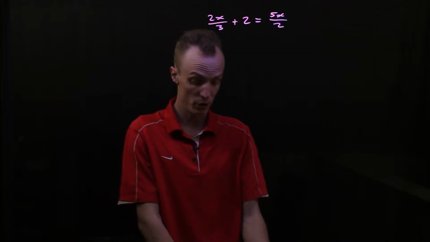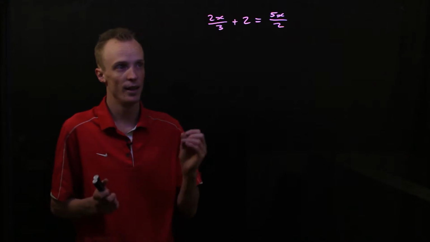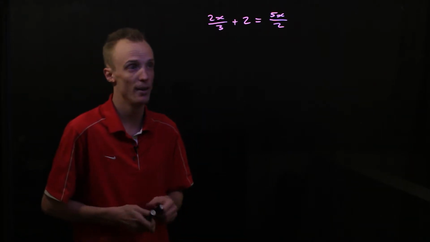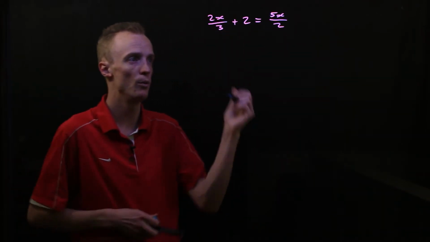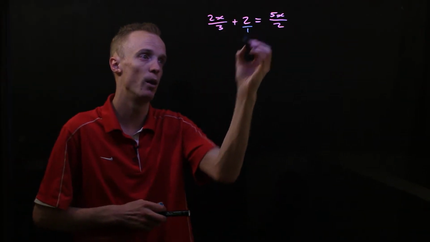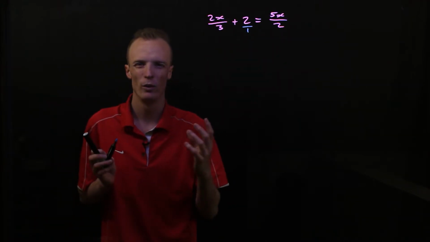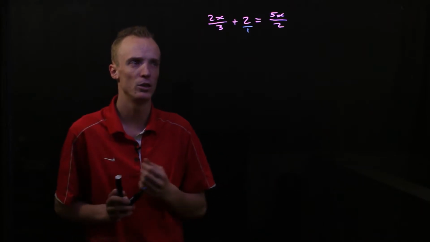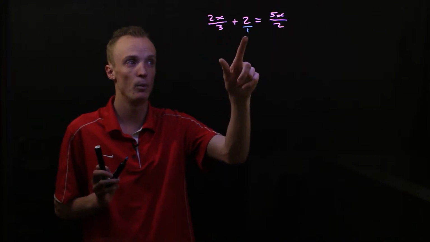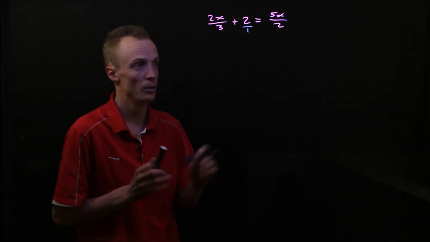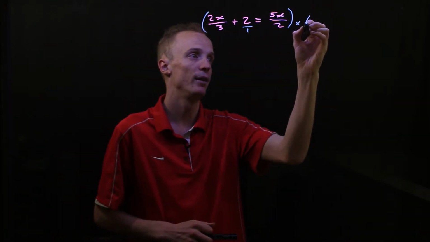So what we do is we use the method that I taught in the last video, and that's to identify the lowest common denominator. So we need to consider this all as fractions. The whole number 2 as a fraction is 2 over 1. So we've got 3 denominators: 3, 1, and 2. What's the lowest number that all 3 will divide into? The answer is 6. 6 can divide by 3, by 1, and by 2. So I want to multiply this entire equation by 6.